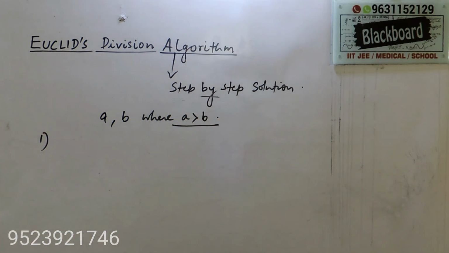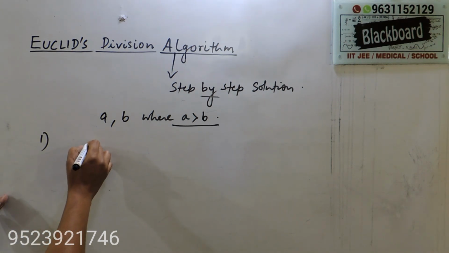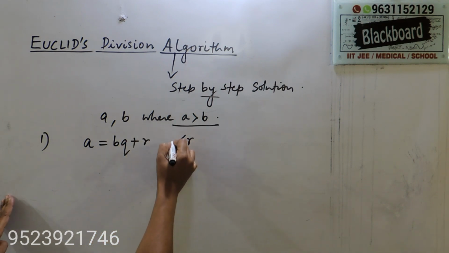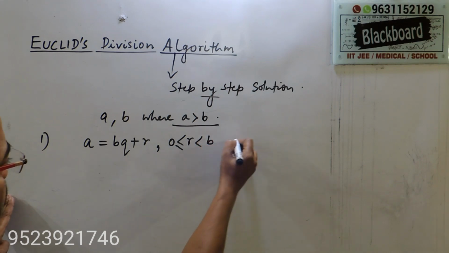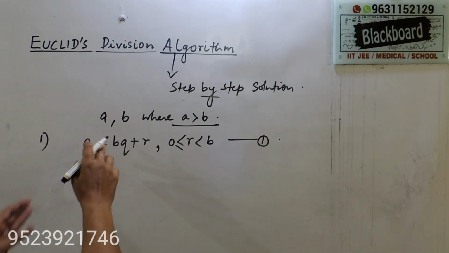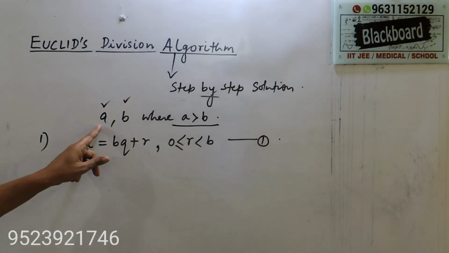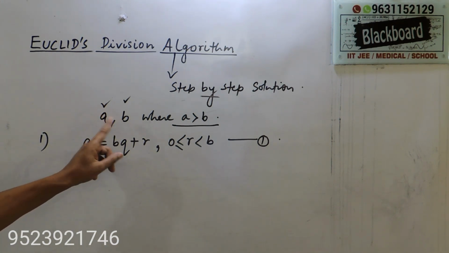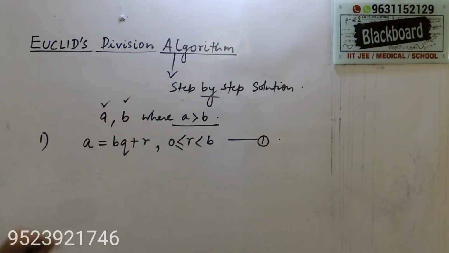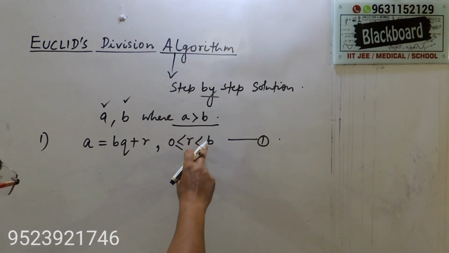Step 1. Apply Euclid division lemma to a and b to find two whole numbers q and r such that a is equal to bq plus r, where r is greater than or equal to 0 and less than b. This is Euclid division lemma. In first step you have to apply this. यानी जो दिया गया नंबर है आपके पास a और b, जिसमें a बड़ा है b से, if a is greater than b then you have to write here a. If b is greater than a, you have to write b here. That means a is equal to bq plus r, and here r is greater than or equal to 0 and less than b.